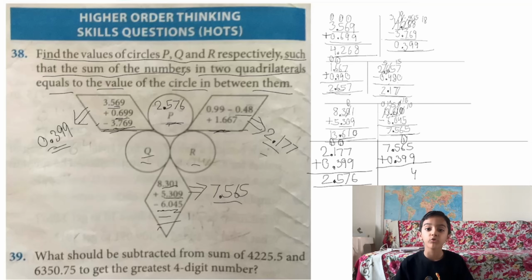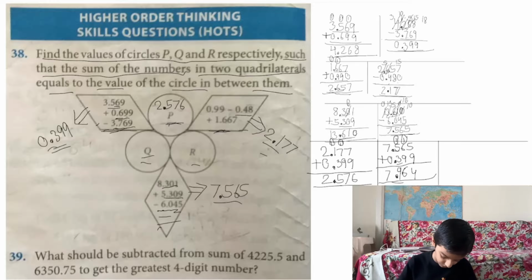6 plus 1 is equal to 7. 7 plus 9 is equal to 16. 6, 1 carry over. 1 plus 5, 6. 6 plus 3, 9. Point under point. And 7 plus 0 is equal to 7. So 7.565 plus 0.399 is equal to 7.964. So here we have figured out the value of circle Q, which is 7.964.